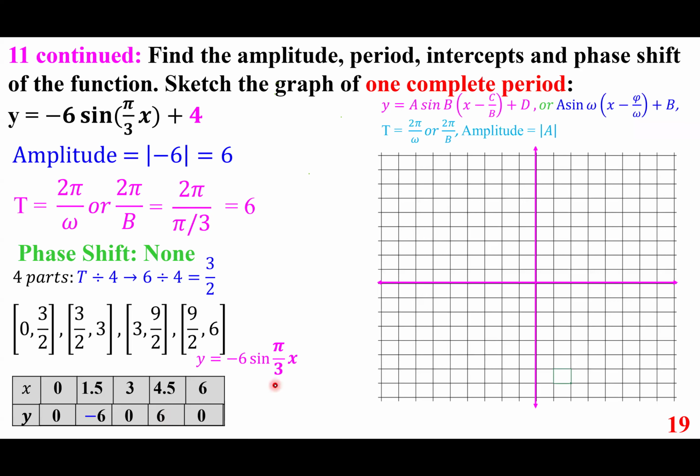Let me show you that in case. Let's say we want to show this one. So you get, and I'm going to erase it, y equals -6 sine of pi over 3 times 4.5. Now this becomes -6 sine of 3 pi over 2, and sine of 3 pi over 2 is negative 1. We get positive 6. If I put 6 in here, 6 and 3 cancel each other. I get -6 sine of 6 over 3, which means 2 pi. Sine of 2 pi is 0, times -6 is 0. That's how you get that. Okay, everyone?